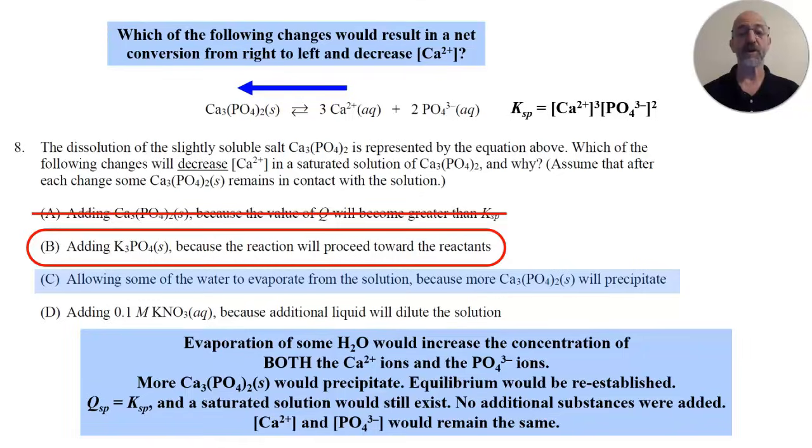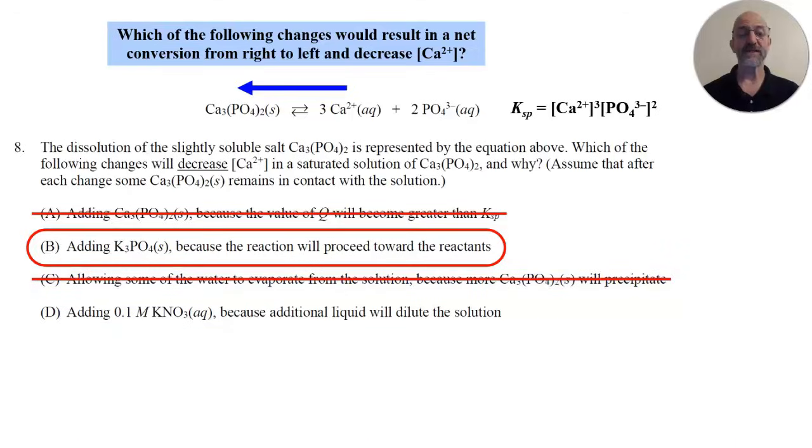At that moment, that would cause Q to become greater than KSP, but then to reestablish equilibrium, additional solid would precipitate, and Q would remain equal to K once equilibrium is reestablished. You'd have a saturated solution, but you were not adding any additional substances, so you would return to the same concentrations as before. The concentration of both the calcium and the phosphate would go up, and then they would return to their original values for the saturated solution, so they would both remain the same. That's why we can eliminate choice C.